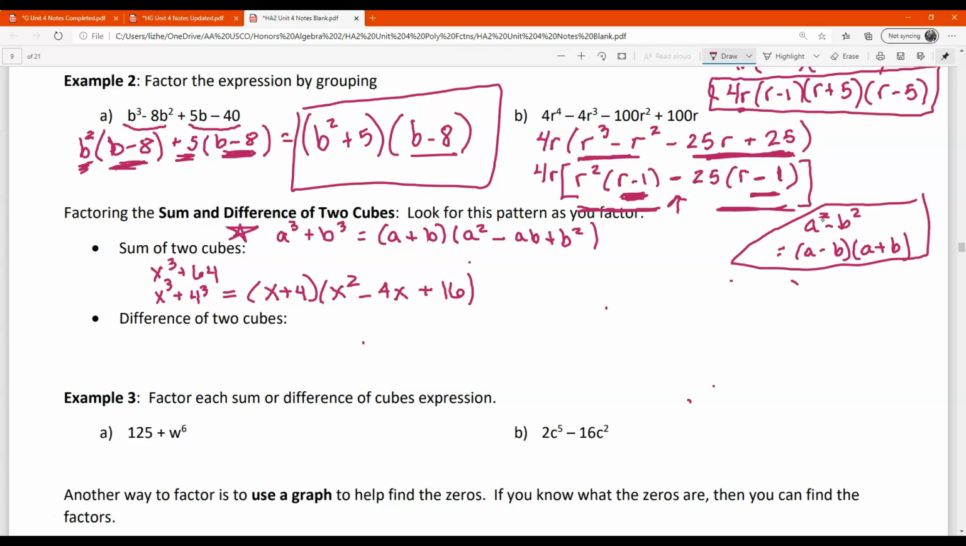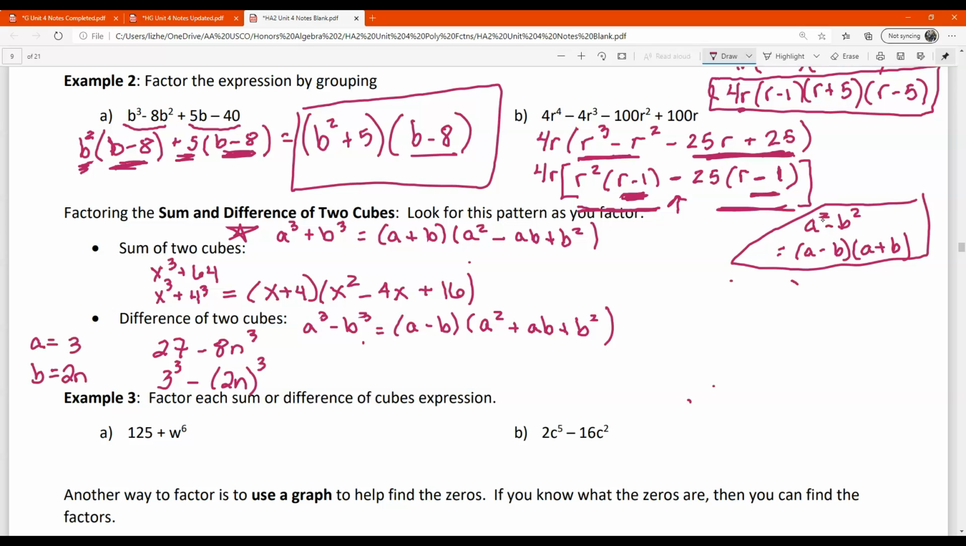Next one, difference of two cubes. Very similar, but obviously it's a difference. And so that is going to factor as a minus b times a squared plus ab plus b squared. Another example, let's say we have 27 minus 8n cubed. If I want to factor that, 27 is really 3 cubed. 8n cubed is 2n cubed. So in this case, a is going to be 3 and b is going to be 2n.